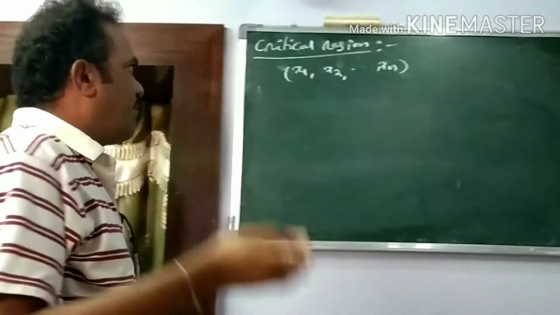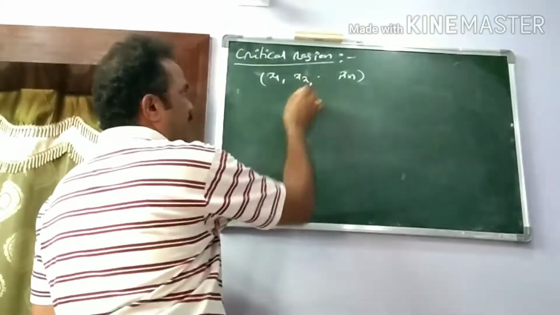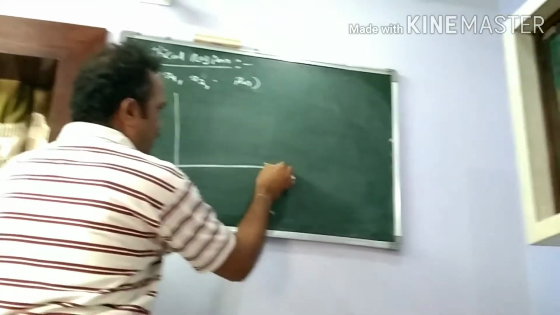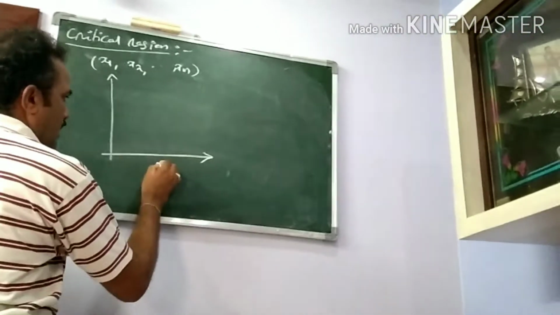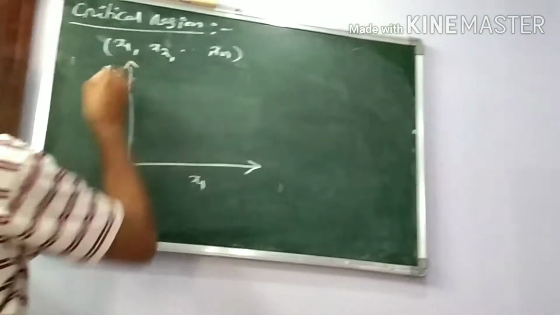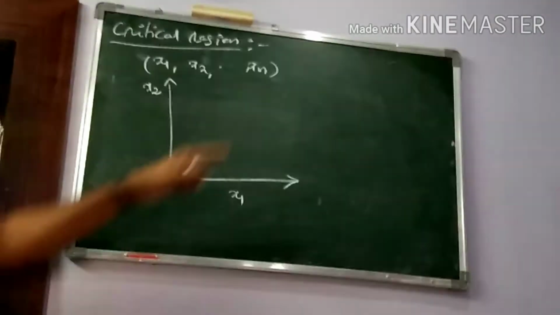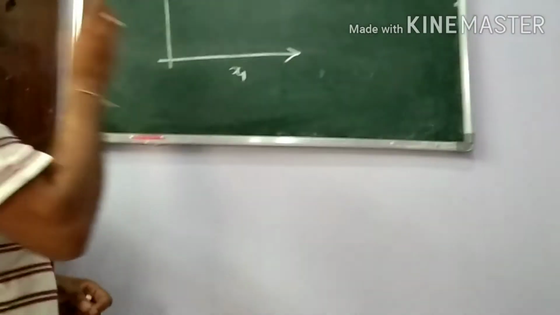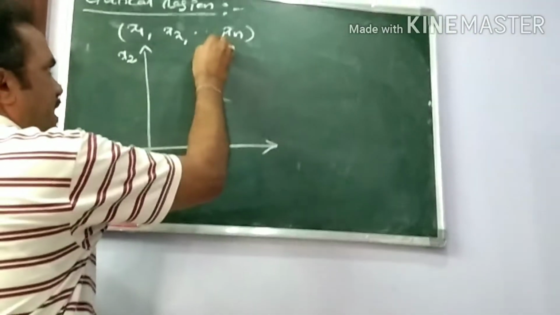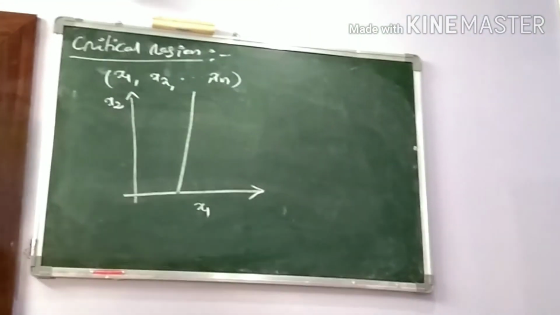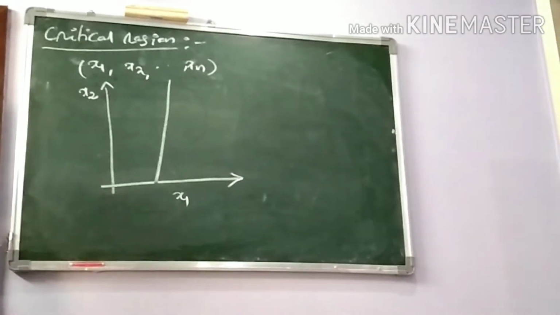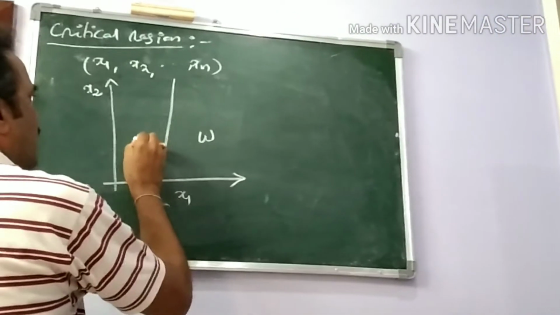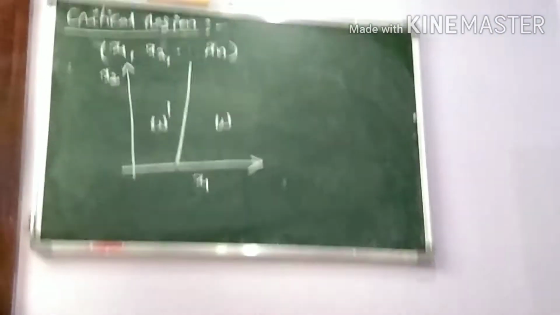To clarify that point, I will explain the critical region for the two-dimensional space. I will draw the diagram. This is the x1 axis and this is the x2 axis. This is the total two-dimensional space, and I want to divide it into two regions, which I will denote by W and W dash.